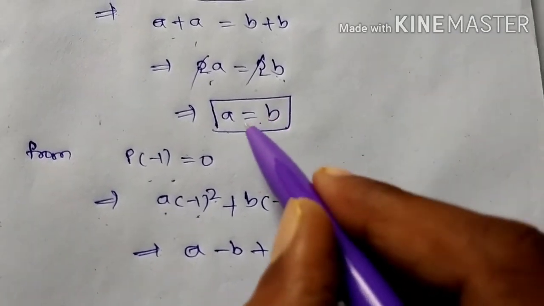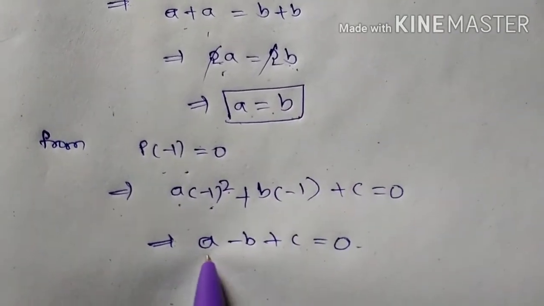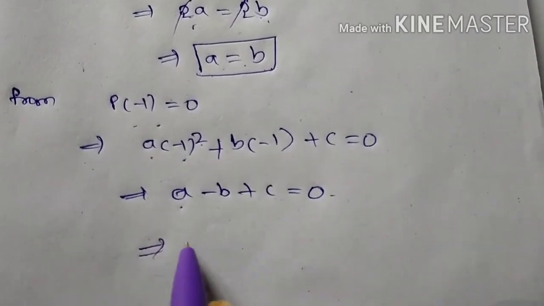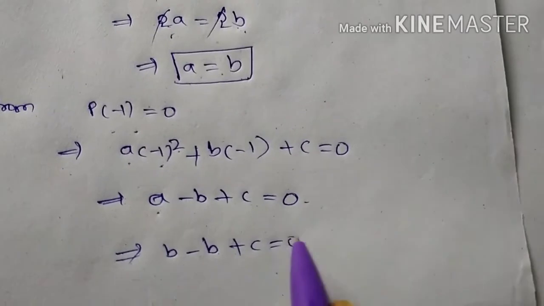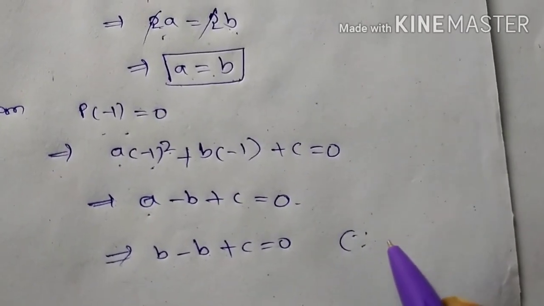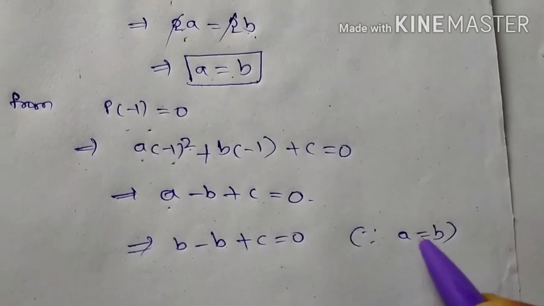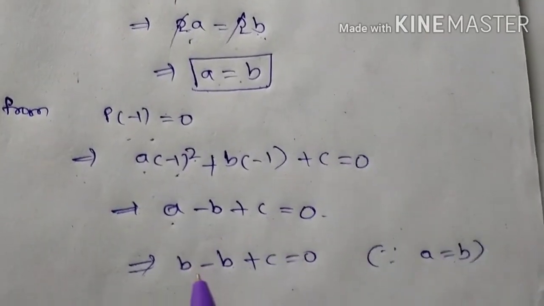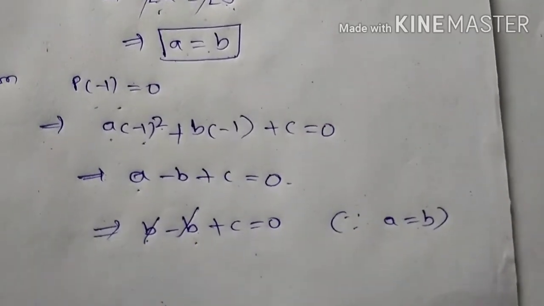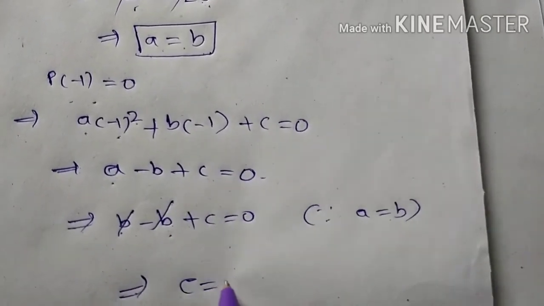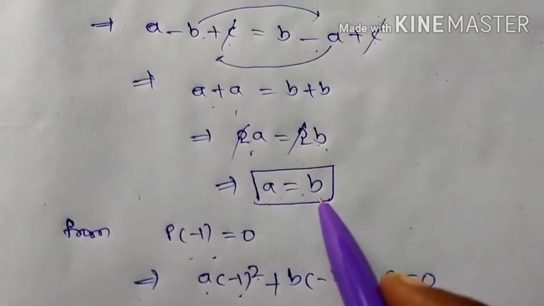Now you can substitute a is equal to b, or not? That means wherever a is there, substitute b. That means I can write here b minus b plus c is equal to 0. Since here a is equal to b, I have just substituted a value as b. But you can see here this is plus b, this is minus b. Both will be cancelled, or not? That means you get here c is equal to 0. Yes or no? You got c is equal to 0 and you got a is equal to b.